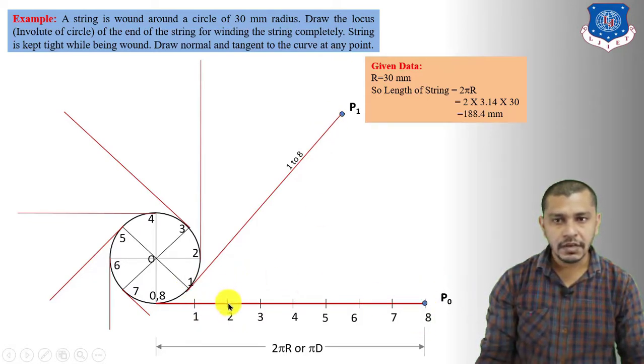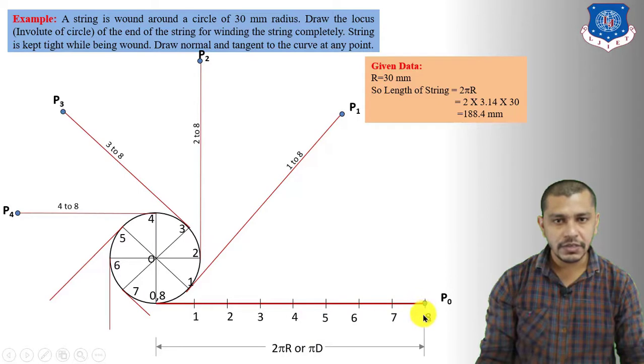Now measure the 2 to P0 or 2 to 8 distance on the rounder. Take the center at 2 and mark the point P2 over here. This length will be equal to 2 to 8 or 2 to P0. Now measure the 3 to P0 distance on the rounder. Put your rounder on 3 and mark the point P3. This length will be equal to 3 to 8. Now measure the 4 to P0 distance on the rounder. Take center at 4, mark the point P4. The length will be equal to 4 to 8.